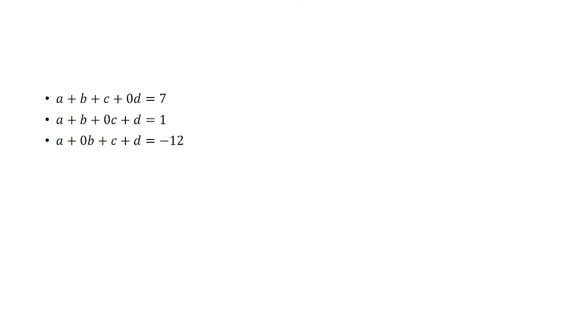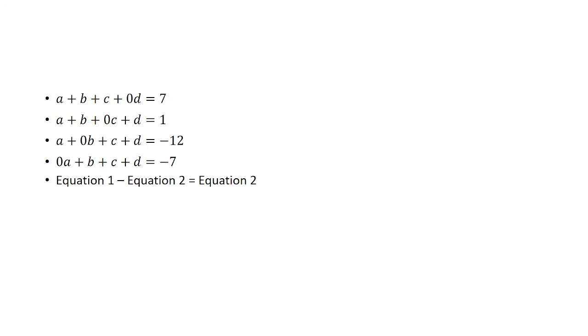The sum of all the numbers except the second equals negative 12. So that's a plus 0b plus c plus d is negative 12. The sum of all the numbers except the first equals negative 7. So that's 0a plus b plus c plus d is negative 7. So we want to find all the four numbers. So clearly from this, a is the first, b is the second, c is the third, and d is the fourth number.